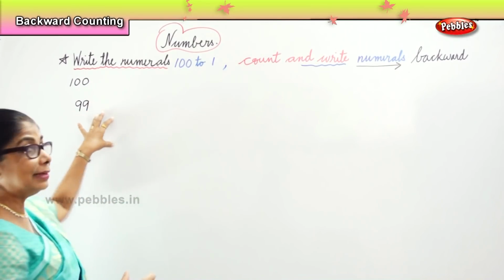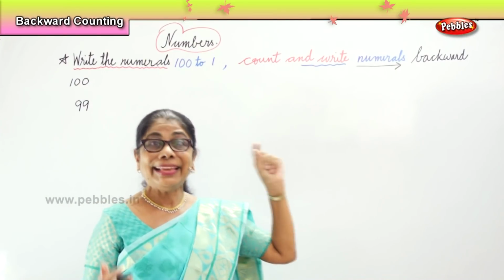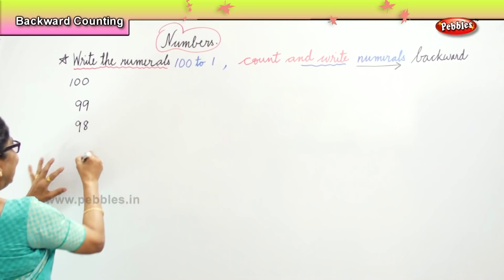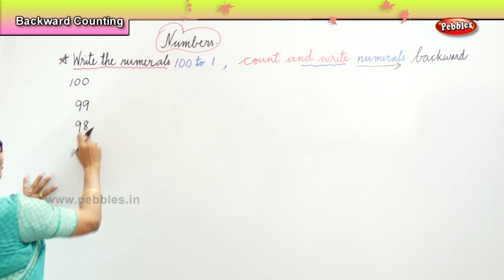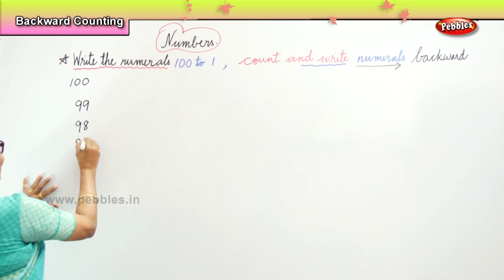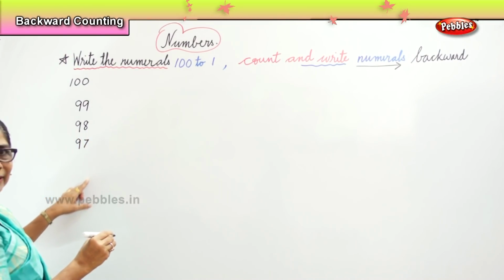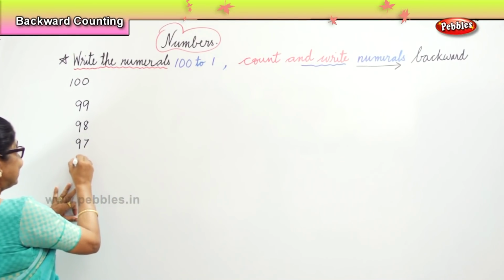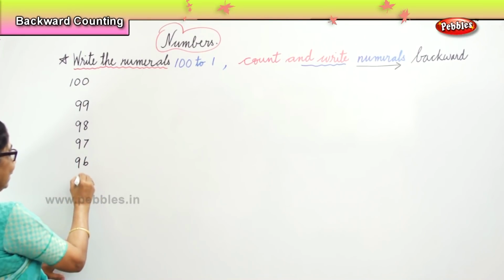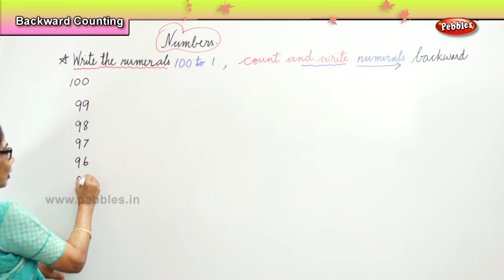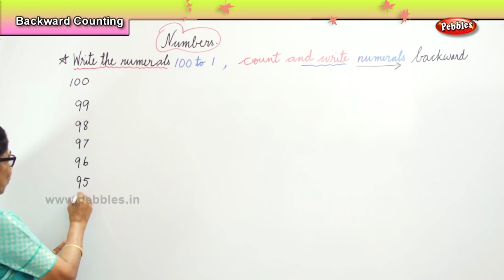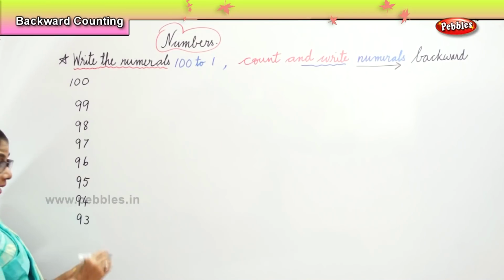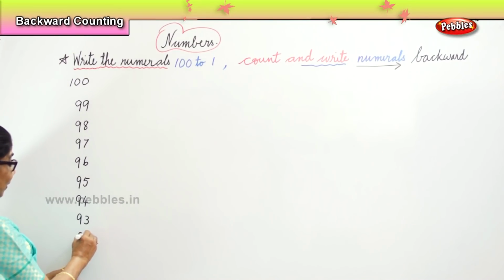100, 99. What will the next be? 98. Very good. 1 less. 97. You can see the pattern here. You are following a pattern. 1 less. 96. 1 less. 95. 1 less. 94. 1 less. 93. 1 less. 92. And 1 less.